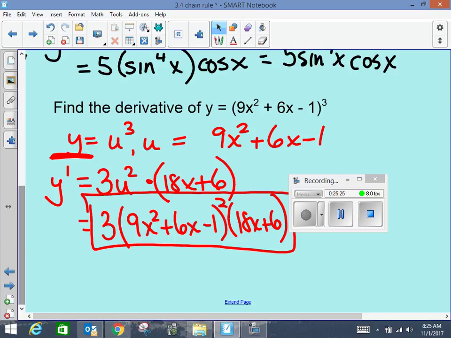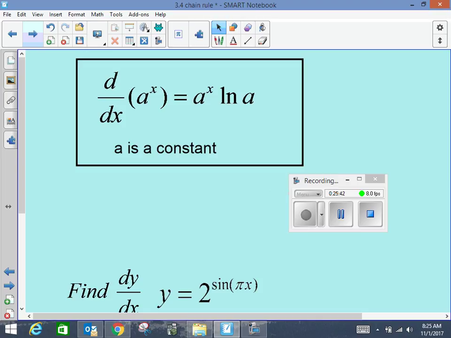This is probably the thing that most people forget. U gets in there. We're concentrating on u, but don't forget it's u squared sitting there. Any questions on that one?